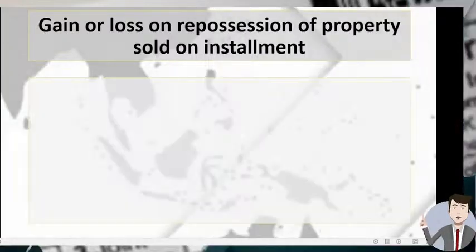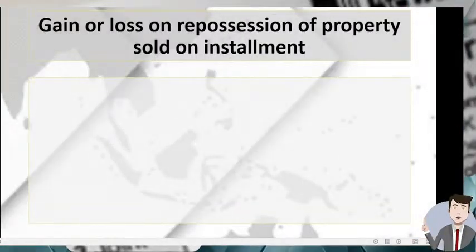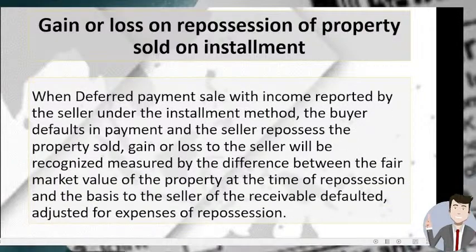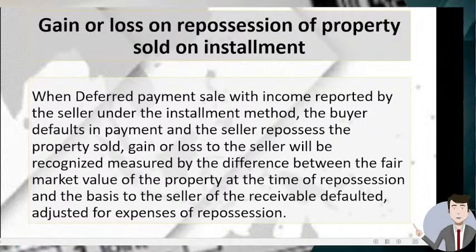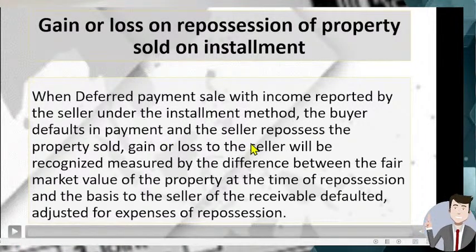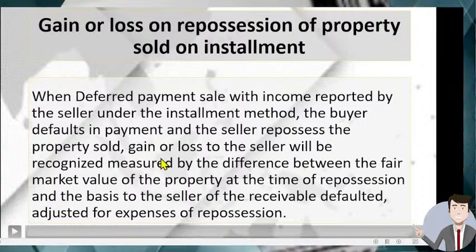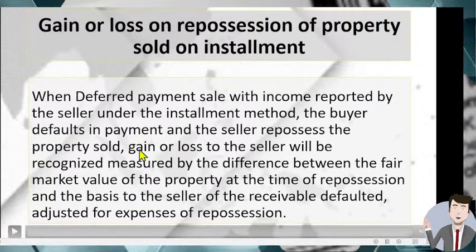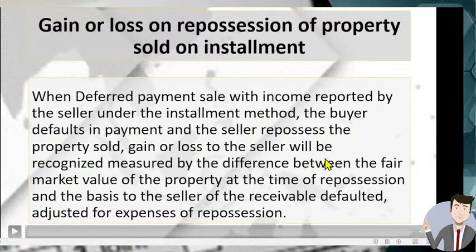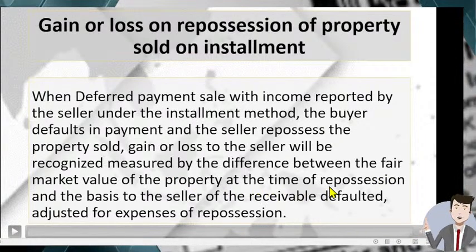Okay. So gain or loss on repossession of property sold on installment. When a deferred payment sale has income reported by the seller under the installment method, the buyer defaults in payment and the seller repossesses the property sold. A gain or loss to the seller will be recognized, measured by the difference between the fair market value of the property at the time of repossession.